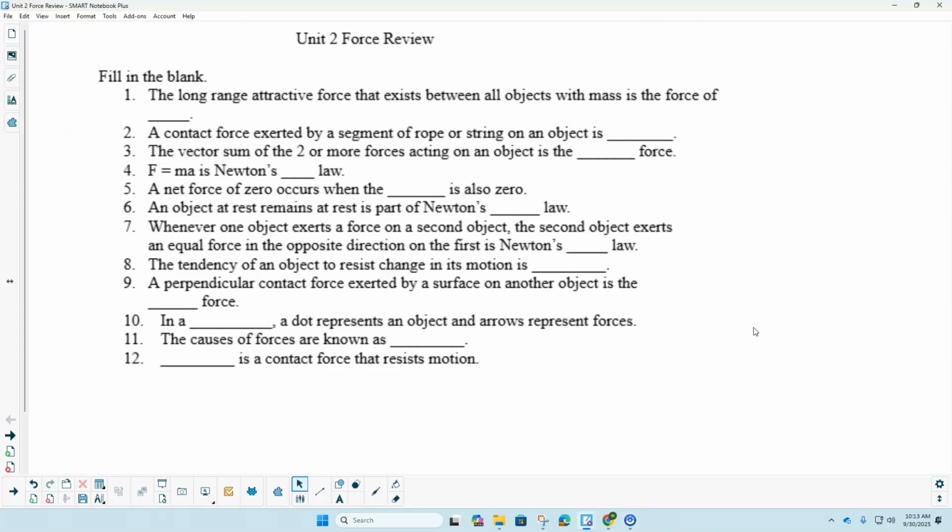All right, everybody, so this is the Unit 2 force review for Physics 205. I'm just going to go through the review and talk you through the correct answers. For the first part, it's kind of fill in the blank.